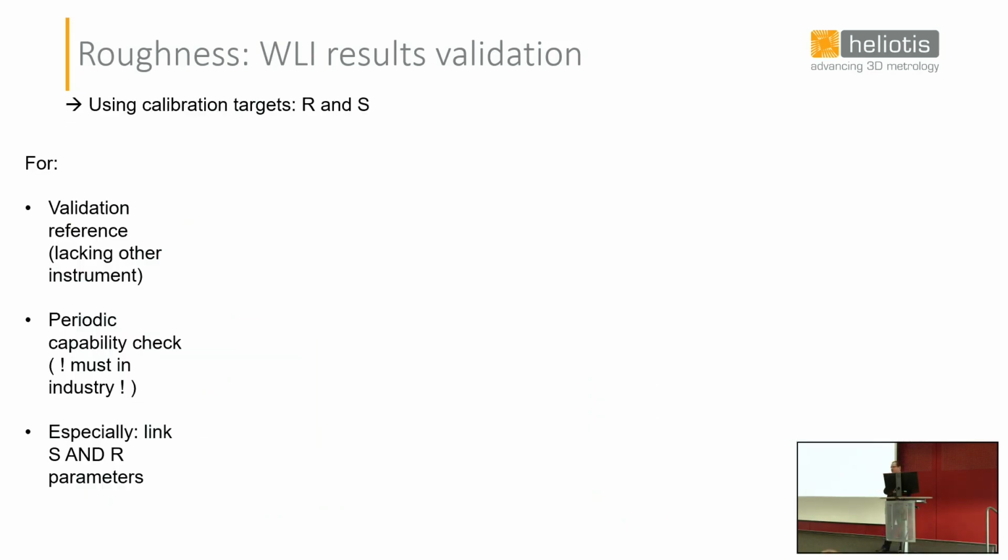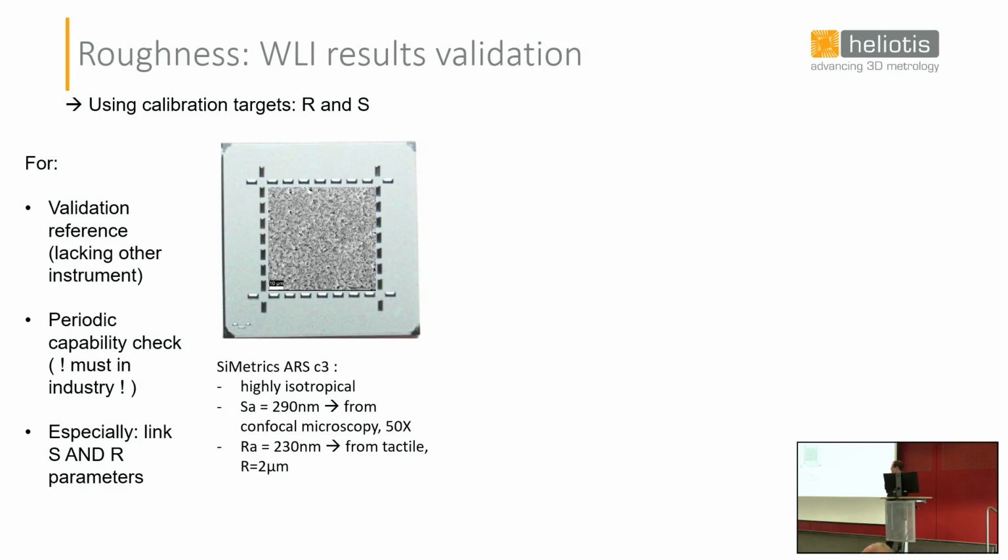Another way to do the validation is to use reference and calibration targets. Why would you do that? Well, for instance, you might not have both instruments at hand. And the other reason, which is even more common and very, very important, is in industry, you would like to check the measurement capability of your machine in regular intervals. And that you can do very well with such a probe.